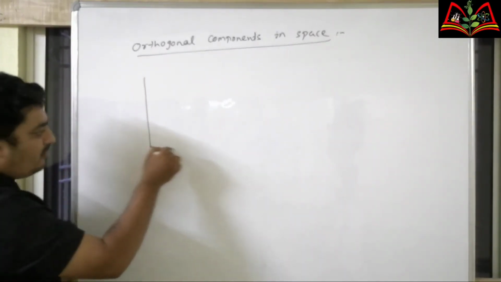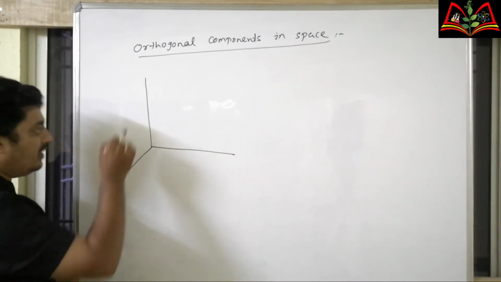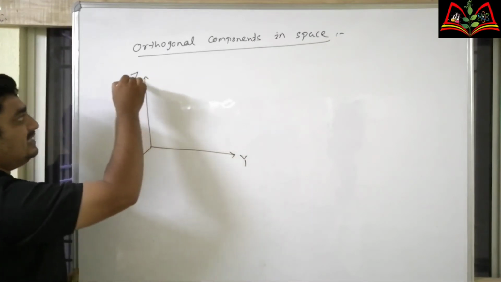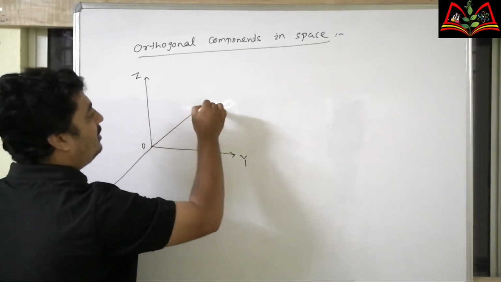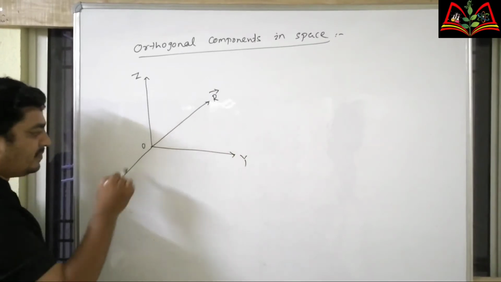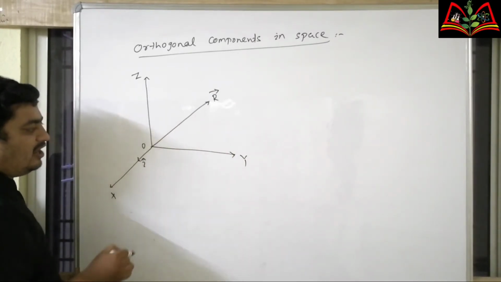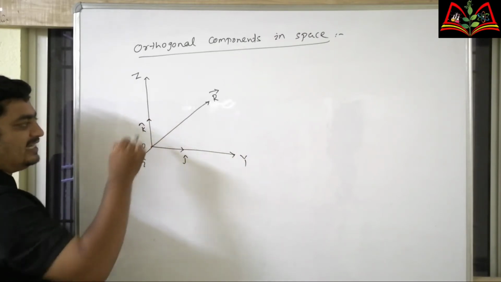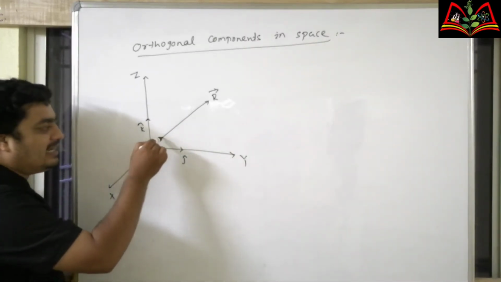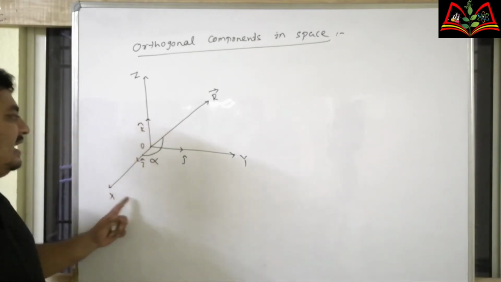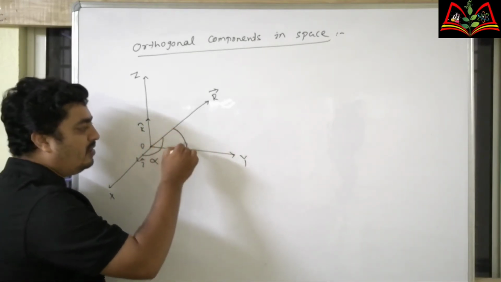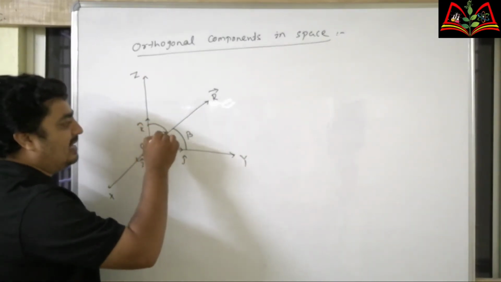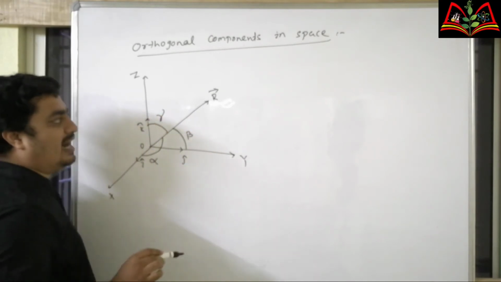So now consider 3 mutually perpendicular axes. This is x-axis, this is y-axis, this is z-axis. Now let this be a vector r. Now unit vector along x-axis is i cap, along y-axis it is j cap, and along z-axis it is k cap. Let the angle between r and x-axis be alpha. The angle between r and y-axis is beta, and the angle between r and z-axis is gamma.